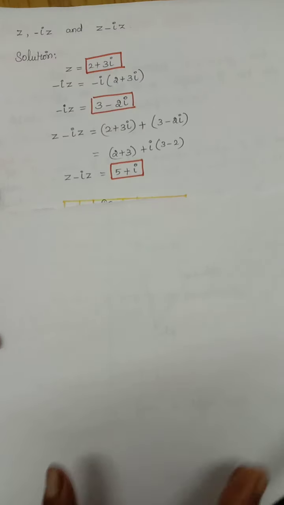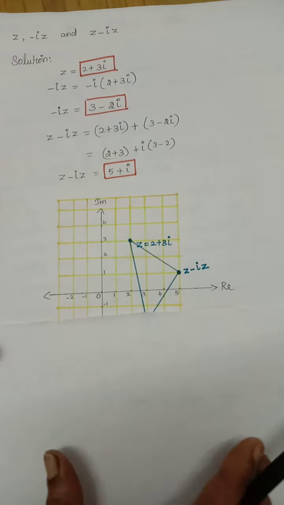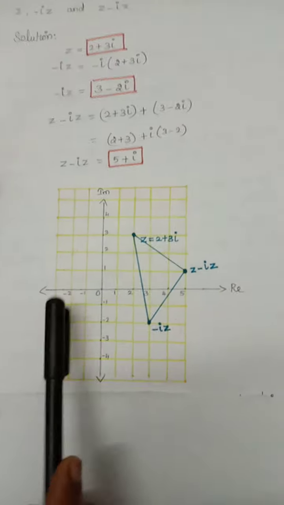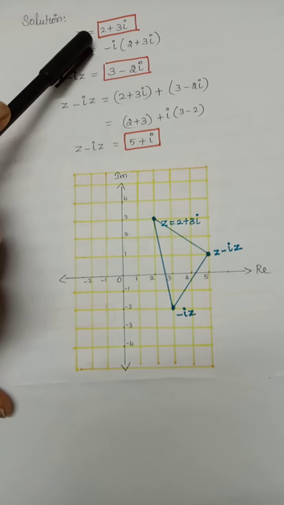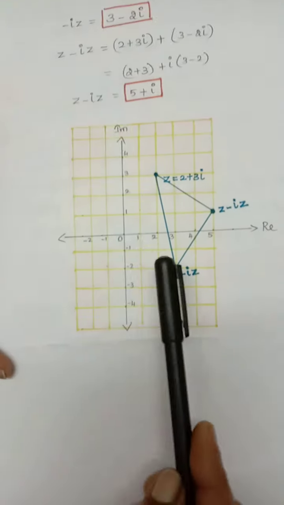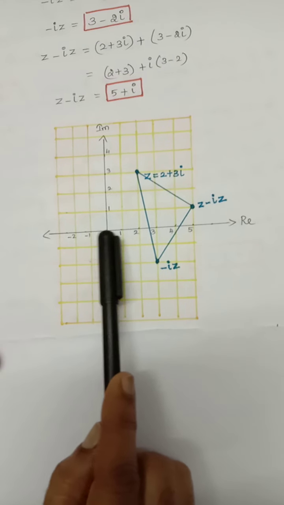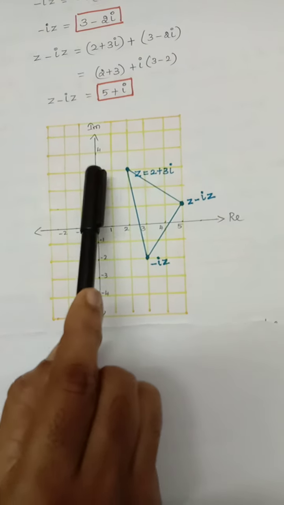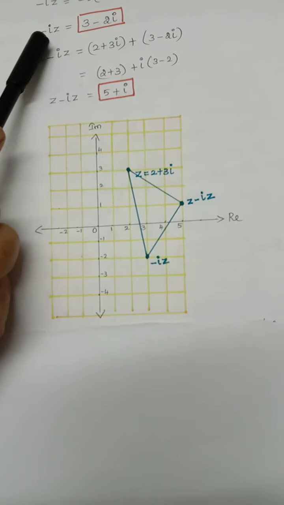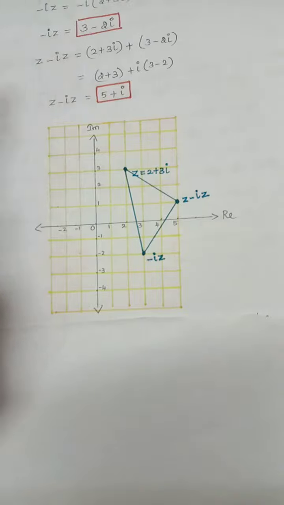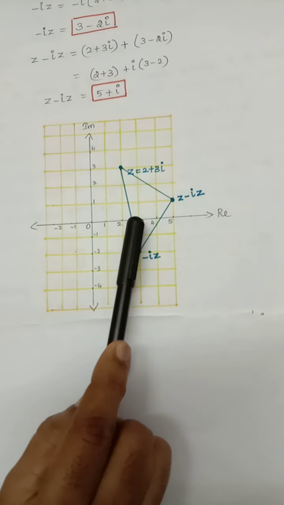We are going to represent them in the Argand diagram. Okay, look at this. So you see that this complex number is equivalent to the point (2, 3). So look at this, real axis 2 units and imaginary axis 3 units. So I have represented z here. Next one, minus iz. That is (3, minus 2). Real axis 3 units.